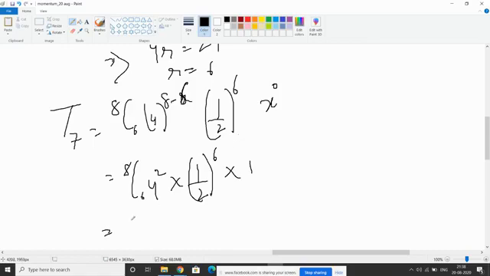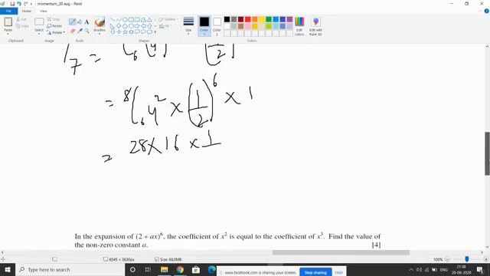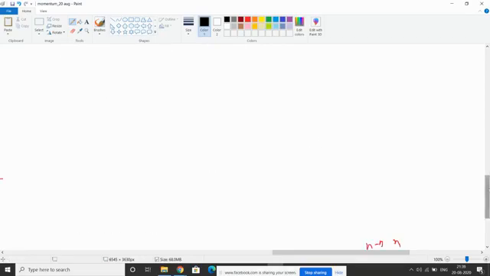8C6 is 28, 4 square is 16, and 2 to the power 6 is 64. So use the calculator. 28 multiply 16 divided by 64. The answer is 7. So the seventh term is 7. That's the answer.